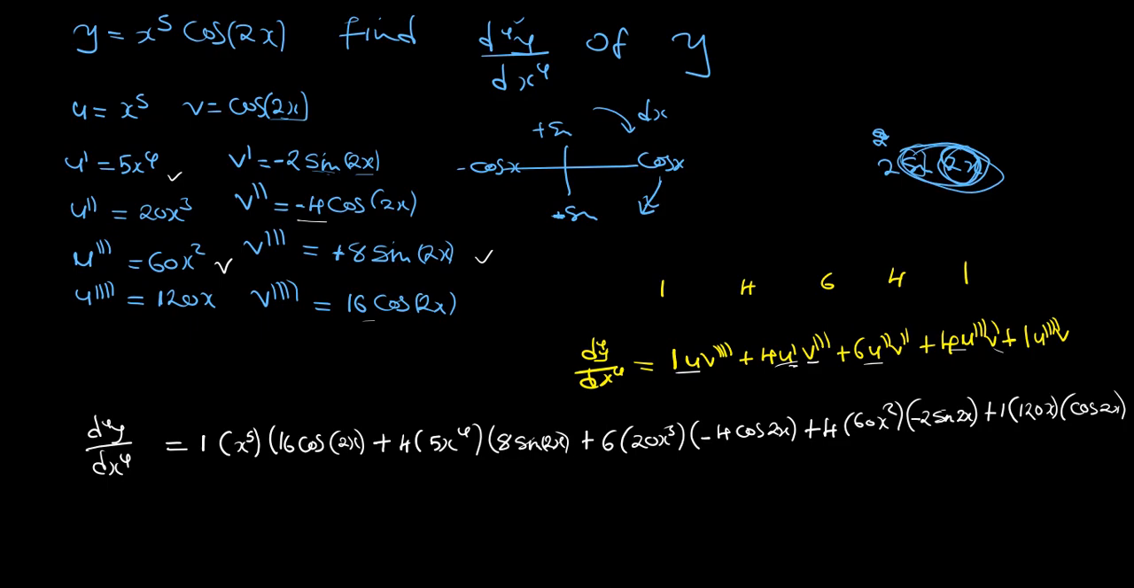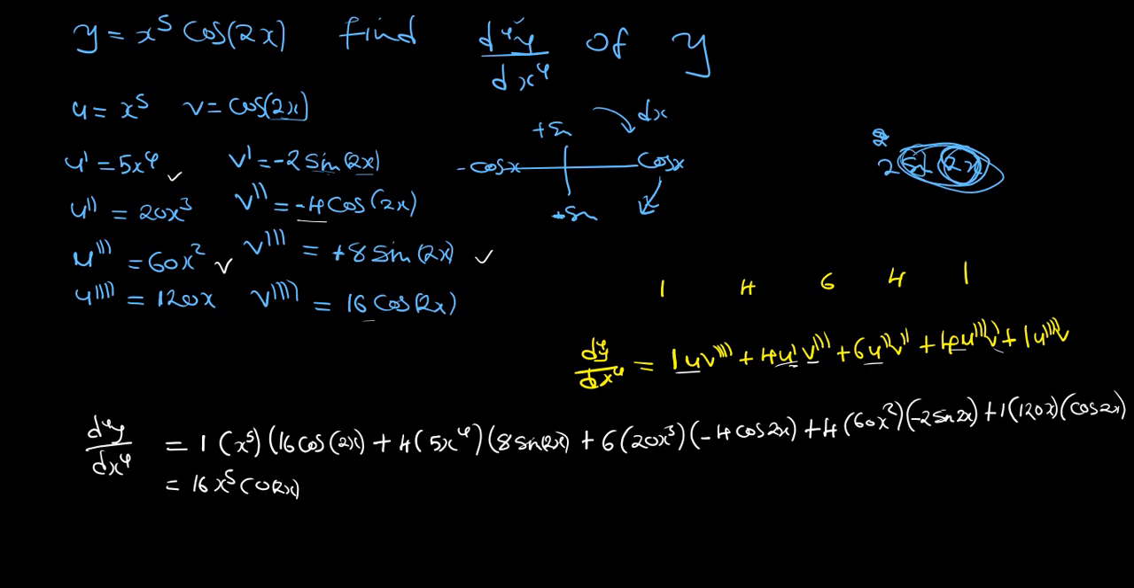All right, so that's cos 2x. So it's just a matter of multiplying now. What is 1 times 16? 1 times 16 is 16, so we just write 16 there. The x to the power 5 will remain. Then we bring the trig function, which is cos 2x, like that.